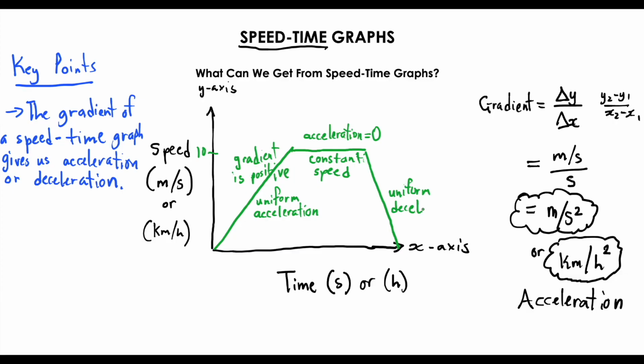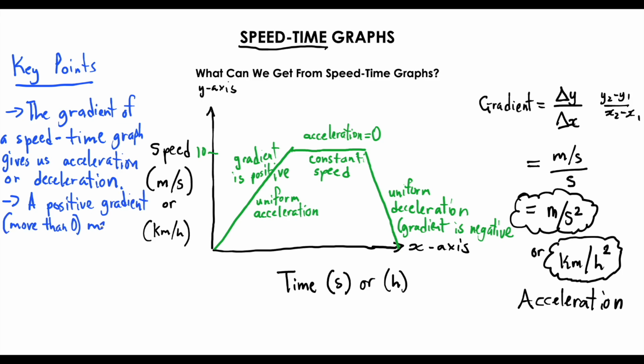But when you get a question, they could still ask you acceleration, right? But in this case, we call it deceleration, right? So uniform deceleration, which we expect the gradient to be negative. So when we say positive and negative, we use numbers, right? So when we say a positive gradient, we are talking about it being more than 0. It means the body is accelerating.